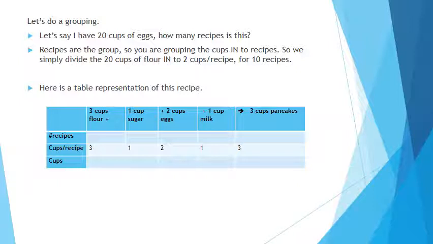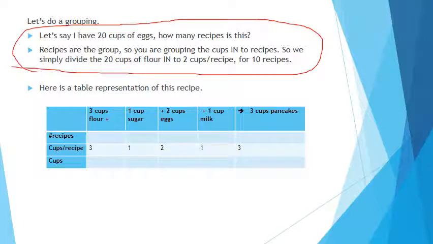So let's do a grouping. So here's a sample problem again. Let's say I have 20 cups of eggs and I want to find out how many recipes that is. From the previous, I know there are 2 cups of eggs per recipe. So if I have 20 cups, how many recipes can I get out of that? Well, I can just divide the 20 cups up into 2 cups per recipe for 10 recipes. So ungrouping and grouping: when you ungroup, you multiply out of, and when you divide, you divide up into.